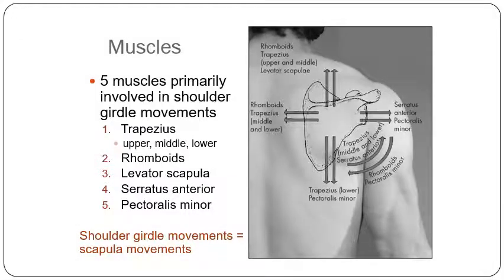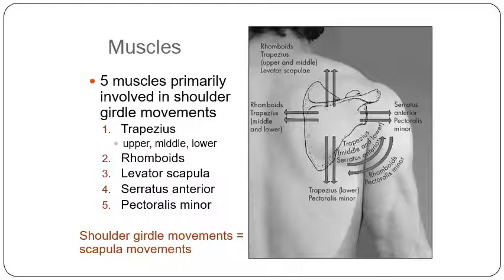Okay, so again, these are the 5 muscles primarily involved in shoulder girdle movements. You have the trapezius muscles, and they break down further into the upper, middle, and lower, and it's important to know the differences between the upper, middle, and lower because they do have some small differences as far as the movements they're responsible for, and obviously their origins and insertions will be different. You have the rhomboids, the levator scapula, the serratus anterior, and the pectoralis minor.